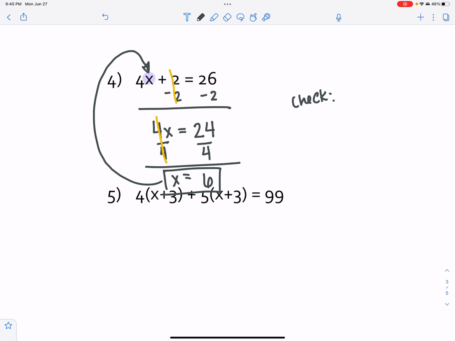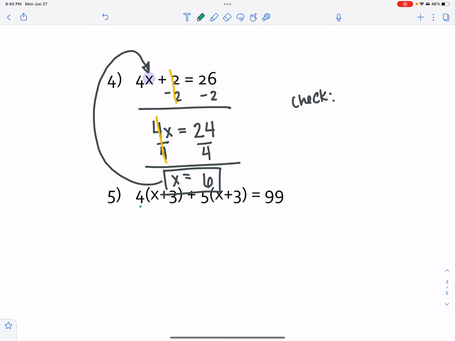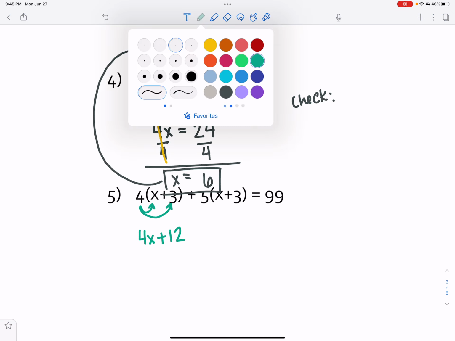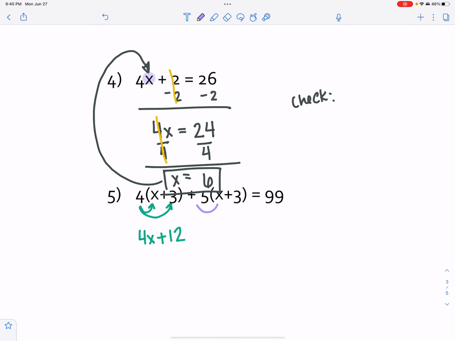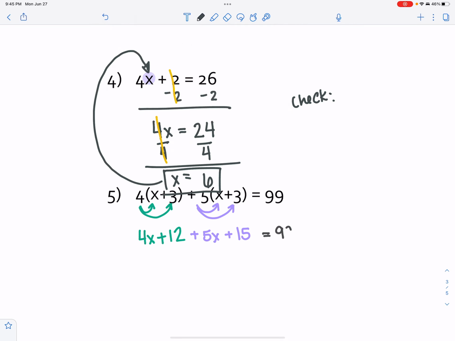All right, my next one is a little bit more complicated. So do I have fractions? Still no, but do I have parentheses? Yes. And so with these parentheses, what I want to do first is I want to distribute the numbers out front. And so 4 times x is going to give me 4x. And then 4 times 3 is going to give me 12. I'm going to do the same thing with 5. 5 times x is going to give me 5x. And 5 times 3 is going to give me 15. And then that equals 99.